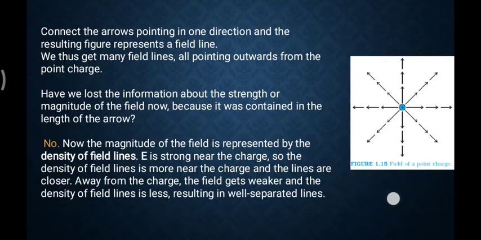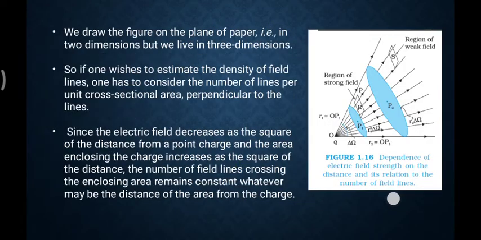The density of field lines is more near the charge, and the lines are closer. If lines are closer, the density will increase, and the increased density of the field lines tells us the strength of the field. Away from the charge, the field gets weaker and the density of field lines becomes less, resulting in well separated lines.